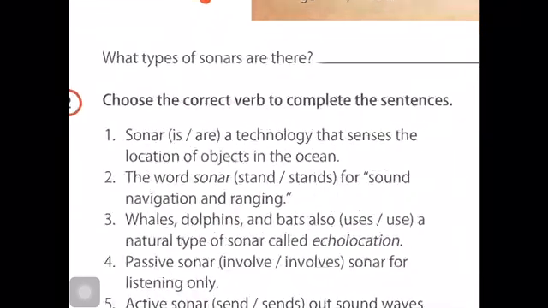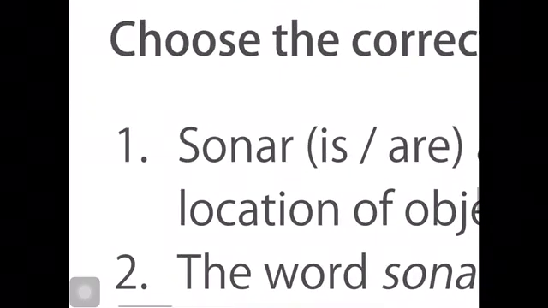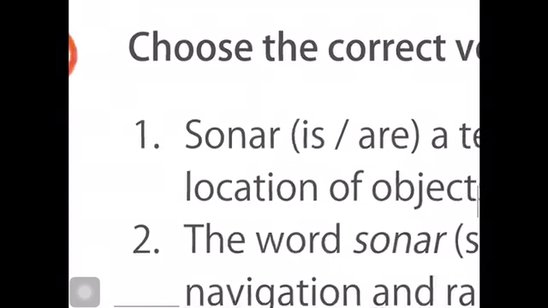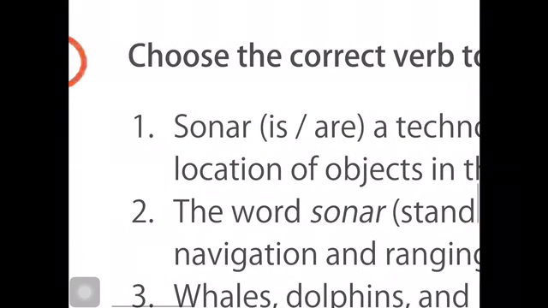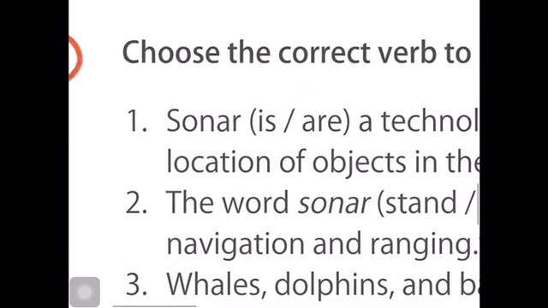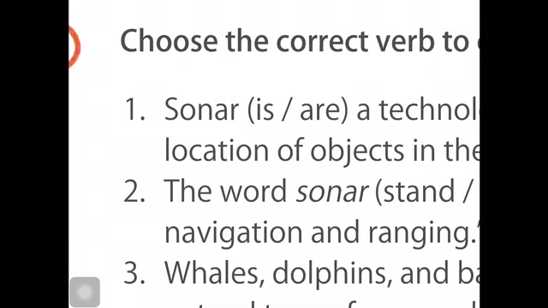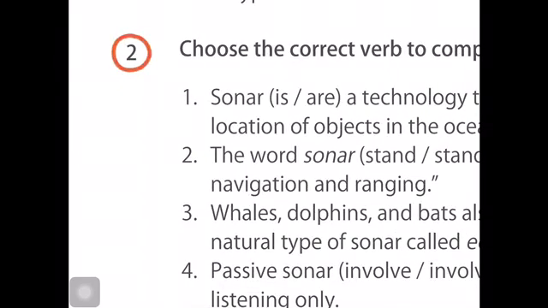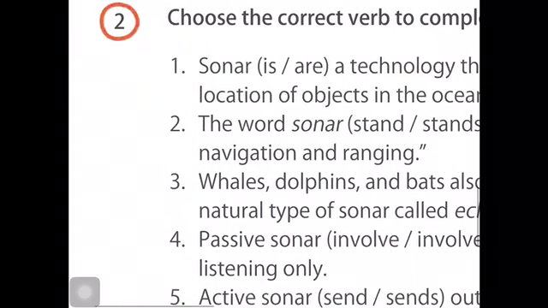ocean. Sonar is just one thing. This is singular. So with singular, we say is. We don't say are. Are is for plural. For example, my parents are very kind with me. And you say is for singular. My cat is black. Okay?